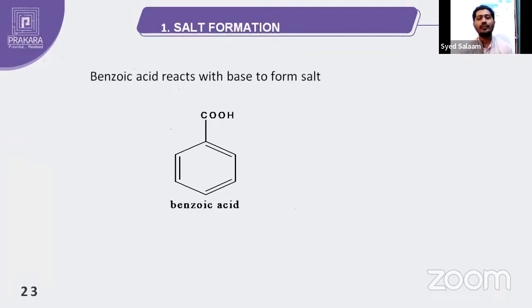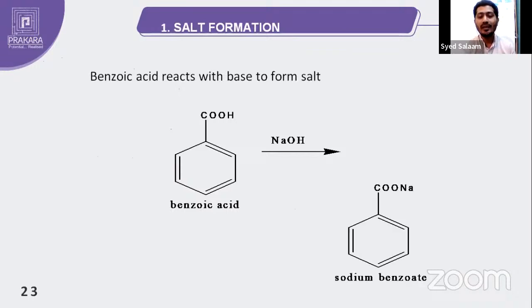So first is salt formation. Benzoic acid, being an acid, when it reacts with a base, forms a salt. Taking the example of sodium hydroxide, it will give the salt, that is sodium benzoate.